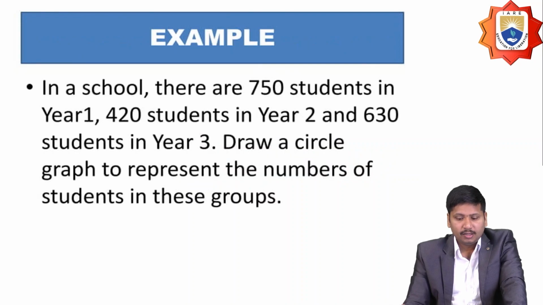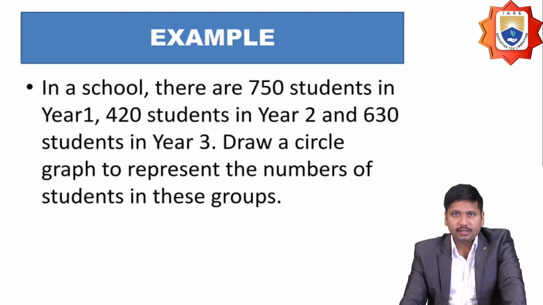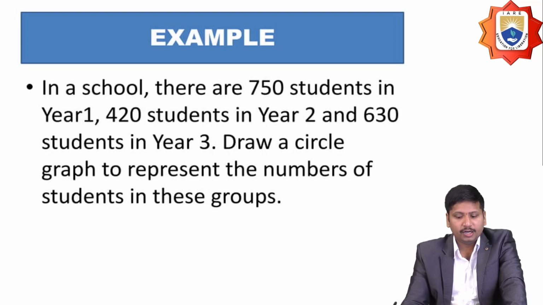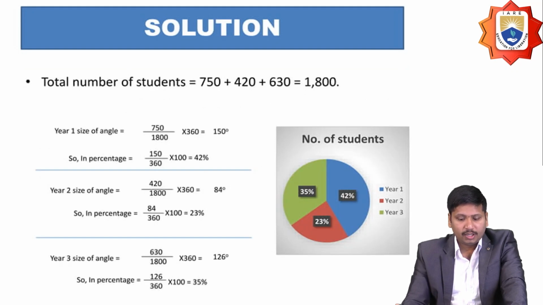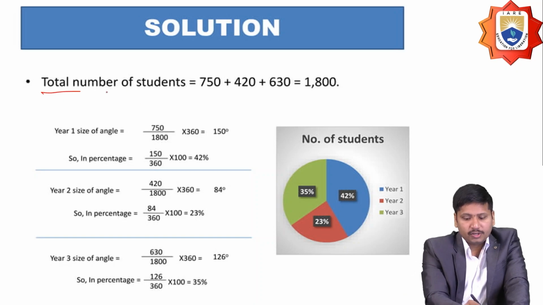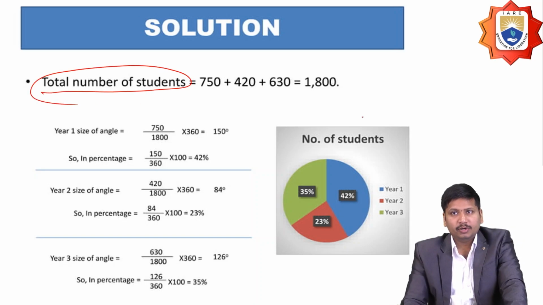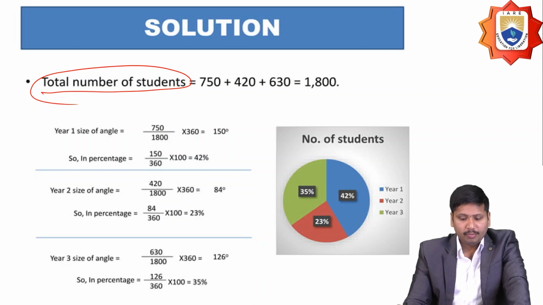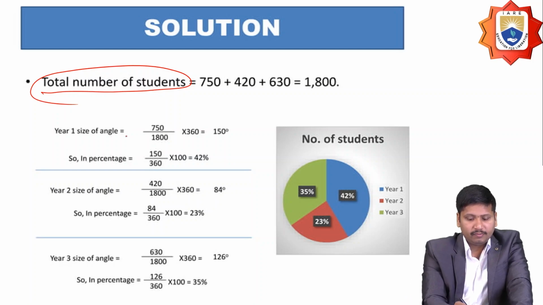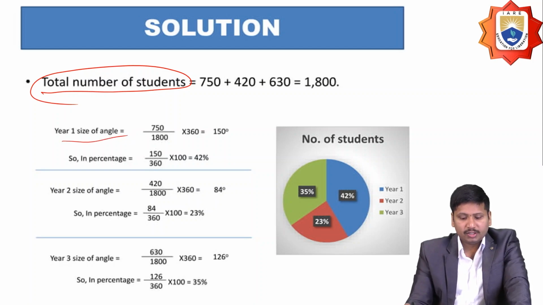Suppose I am considering an example: in a school there are 750 students in year 1, 420 students in year 2, and 630 students in year 3. So how can we draw the circle graph for these groups? First, I'm going to calculate the total number of students. By making use of that, I'm going to calculate the size of the first angle.